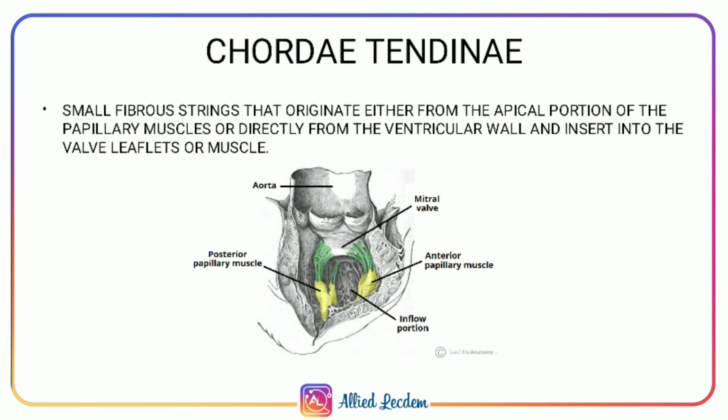Chordae tendineae. These are fibrous cords which attach to the cusps of the mitral valve and insert into the papillary muscle. This helps in opening and closure of the mitral valve. The green portion in the picture is the chordae tendineae.